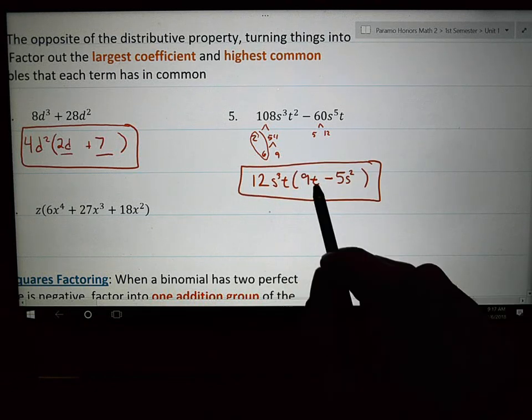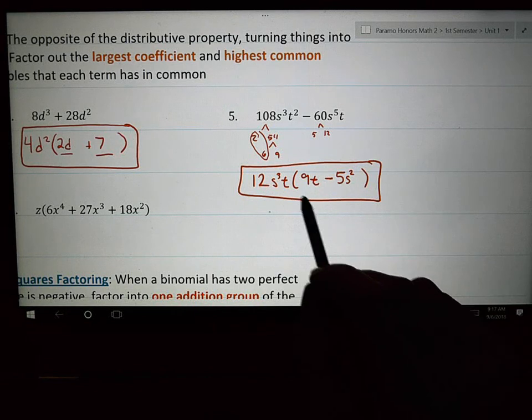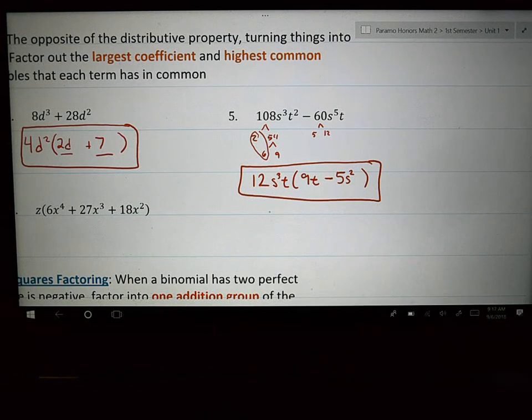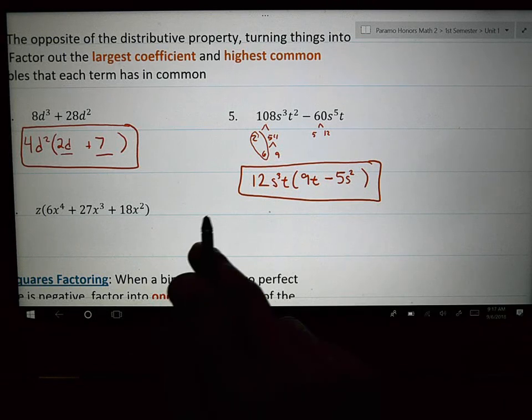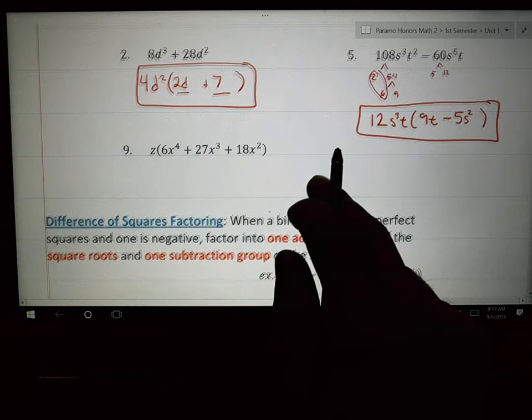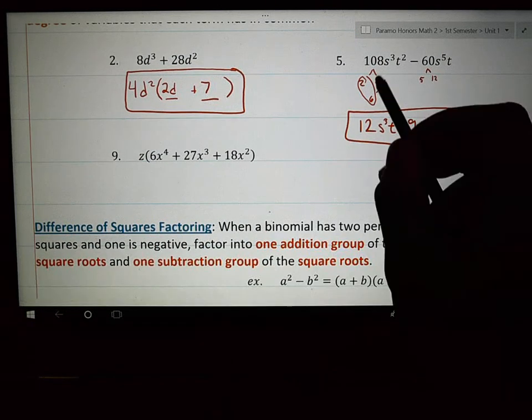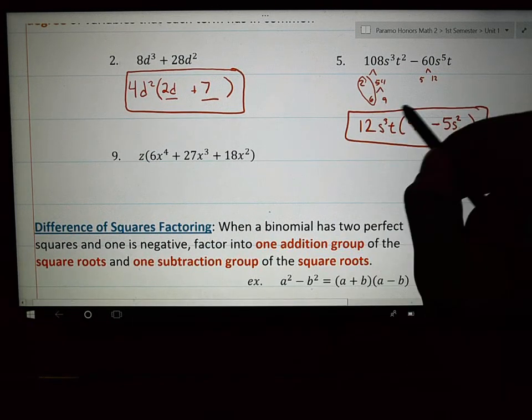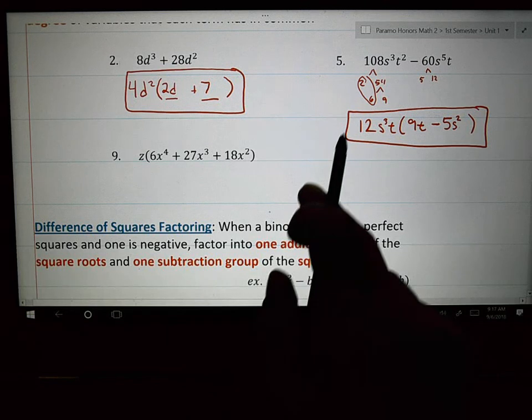You should look and see. 9 and 5, nothing else can come out of that. A T and an S squared. There is no additional GCF, which means this must have been the highest common factor we could have used. If they get stuck, use a calculator, break it apart, look for the GCF that way.